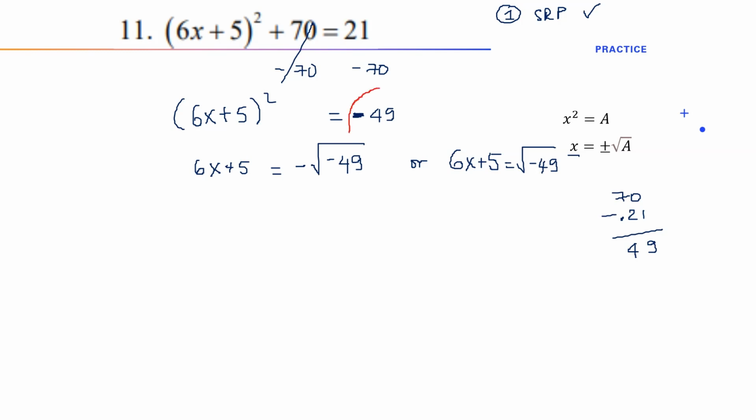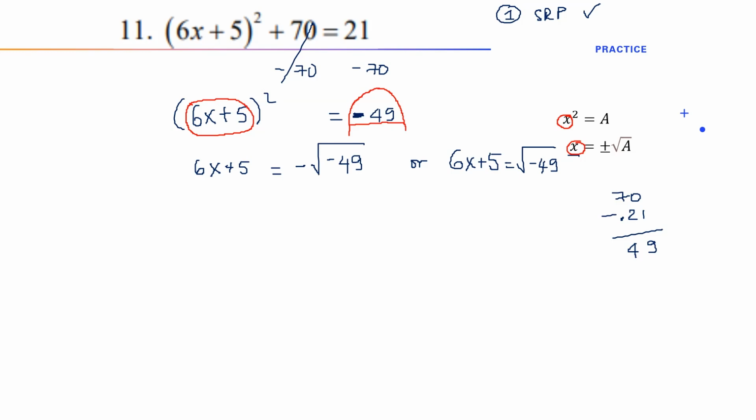So this is our A, and the whole thing here is x. The whole thing equals plus or minus the square root of A, right?